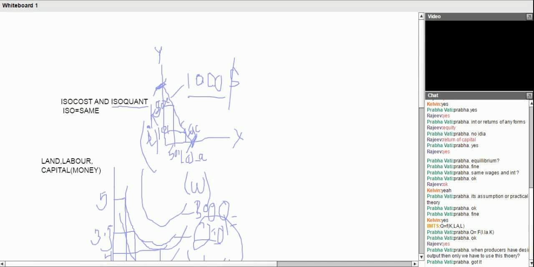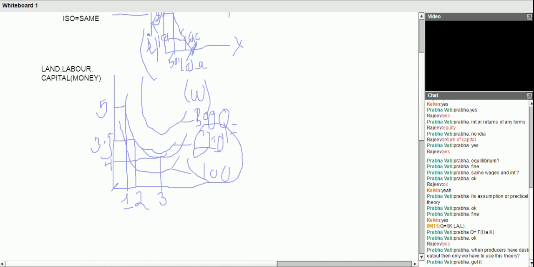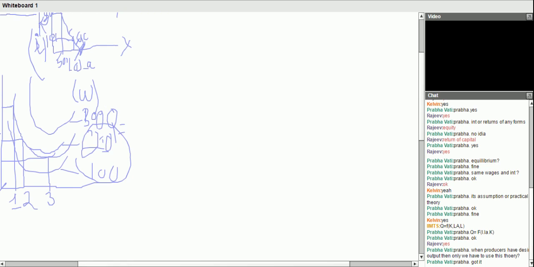One more thing. Now talking about the equilibrium of the manufacturer. How do we attain that level? How do we judge that? It is a point at which the isocost line is tangent to the isoquant. They are touching each other at this point, maybe point P. This is the point of equilibrium for the manufacturer.